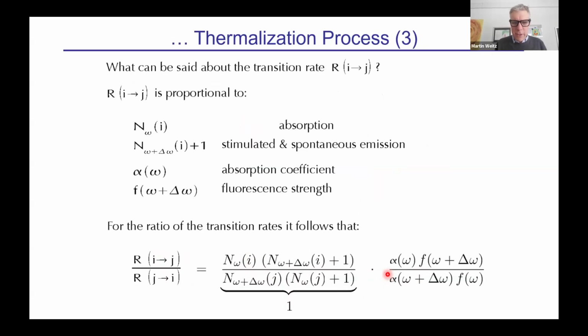And for the transition rates between those two configurations, that's written down here. So this is the ratio of the photon numbers. In general, the rates are the Einstein B coefficients times the number of photons, times absorption and emission. This factor here cancels. So we find basically that you just have the absorption at frequency omega and the emission at frequency omega plus delta omega, divided by the reverse.